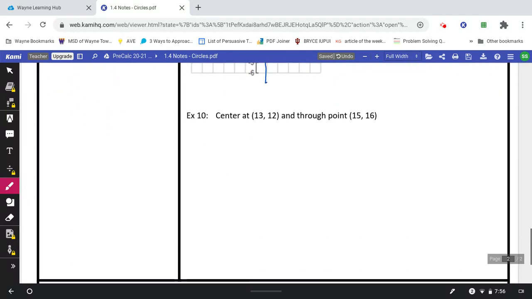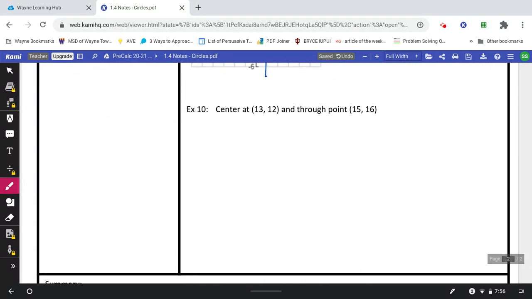All right, for the last one, we have our center at 13, 12, and it's going through the points 15, 16. So they don't give me a grid because 13, 12, 15, 16, those are numbers bigger than I normally have on a regular graph. Normally my graphs go from 10 to -10. That doesn't mean I still can't sketch it out.